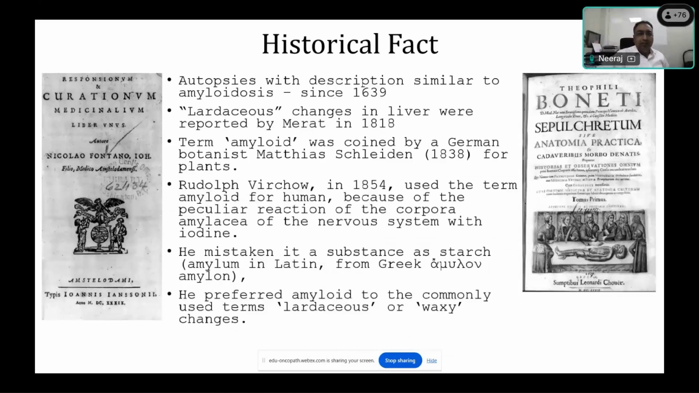So one historical fact, and this is again done by Prashant, that using lardaceous changes, the term amyloid was coined by a German botanist, Matthias Schleiden, for plants, and Rudolf Virchow in 1854 used this term for humans. This was done because of the peculiar reaction of corpora amylacea of the nervous system with iodine, and he preferred using amyloid to the commonly used term lardaceous or waxy.